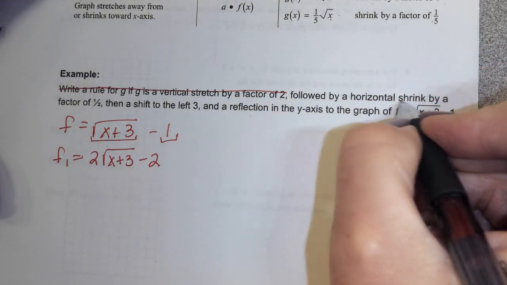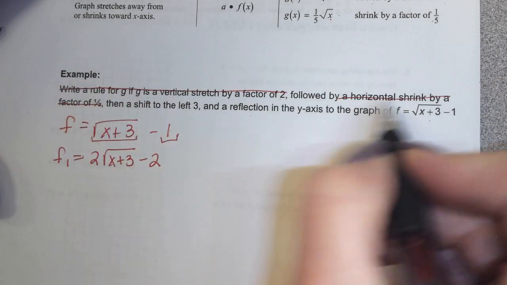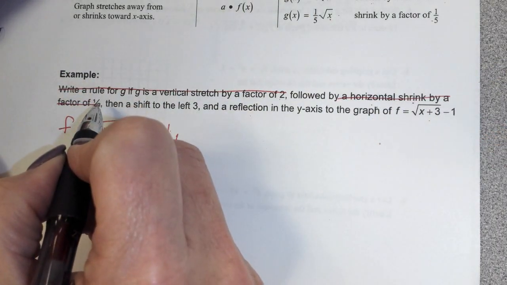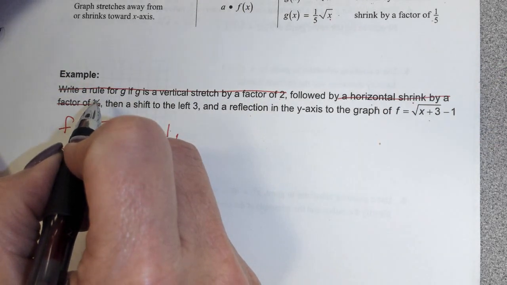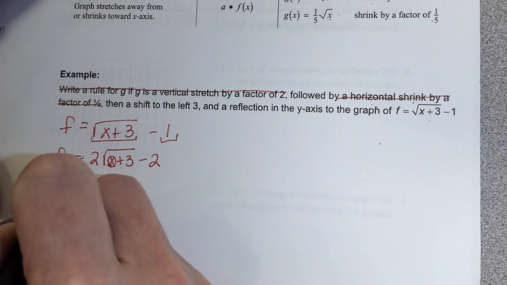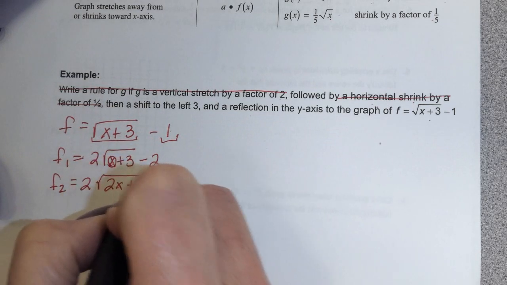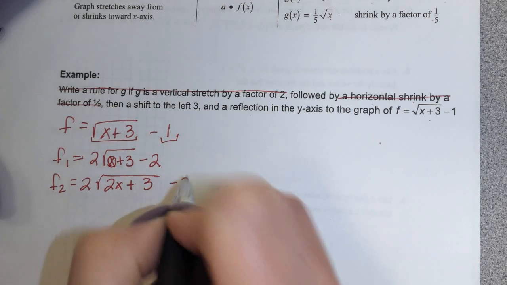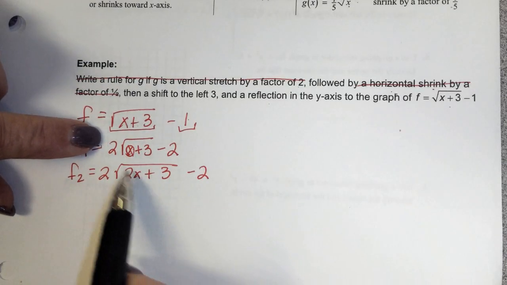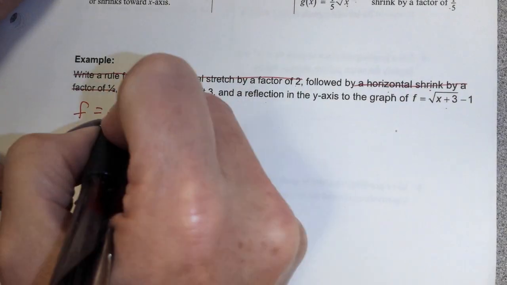Followed by a horizontal shrink by a factor of 1/2. Think about it. When it's horizontal, it's the opposite of what you would think. x has to get replaced with 2x. Look at that. Right here, wherever this x is, I replace it with 2x. Everything else stays the same.